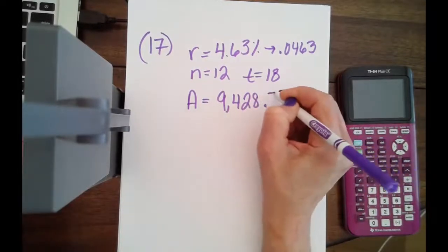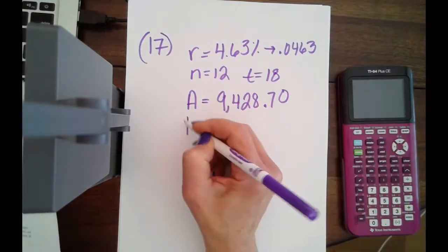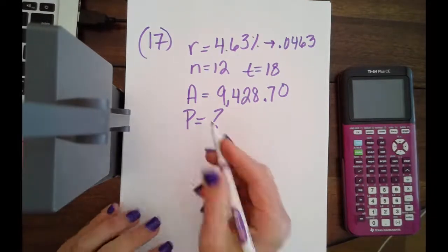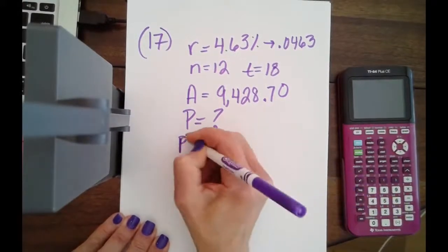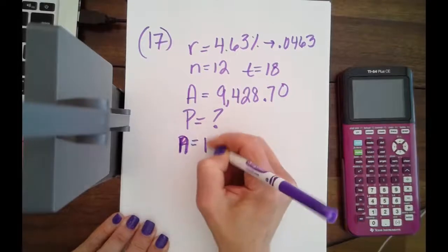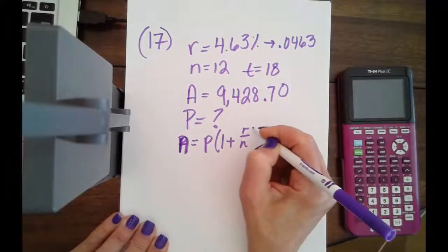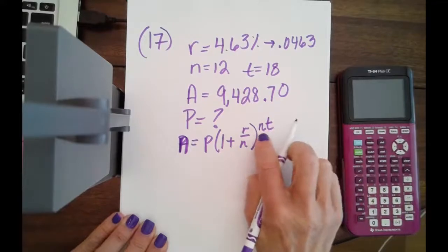So let me go ahead and write the formula. The account ending balance is equal to P times 1 plus the rate divided by the number of times per year that it's paid, and that's raised to a power, which is a product. We are solving here for P. Let's plug in everything else that we have. We have the account ending balance, that's given as $9,428.70. We don't know P.